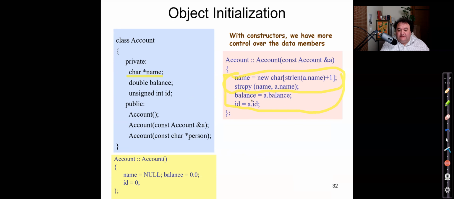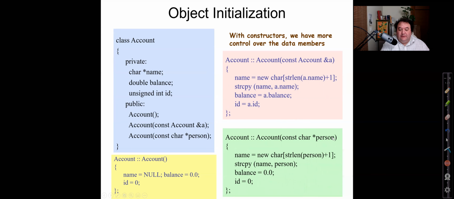The balance, so copying the balance is trivial and copying the ID is trivial, but the part that is more interesting is allocating the space for a string and then making a copy, because that cannot be done by direct assignment. So, here's the case of assigning a name. And again, the implementation is not quite as trivial as it might seem.